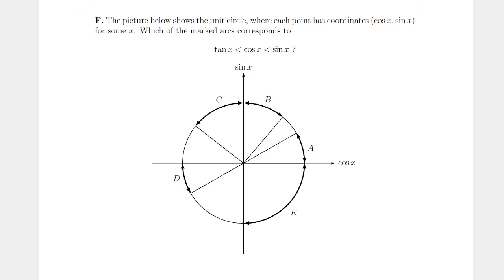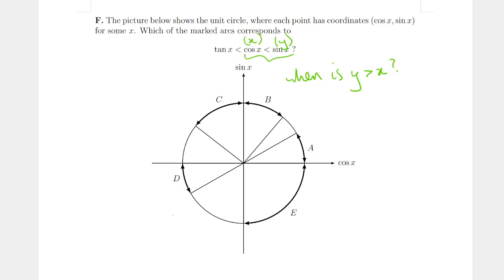Well, cos x less than sin x. Is that easy to deal with? Maybe it is actually. So let's do cos x less than sin x. Cos x is the x-axis, so let's think of this as x. And sin x is the y-axis, so let's think of this as y. So basically we're asking, when is y greater than x?